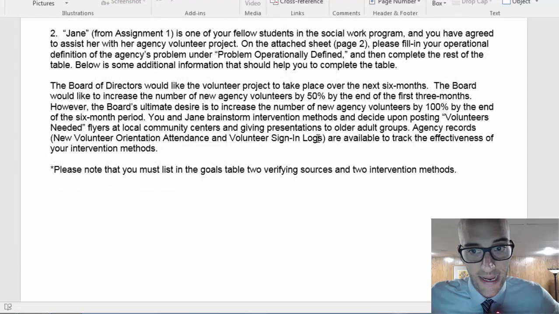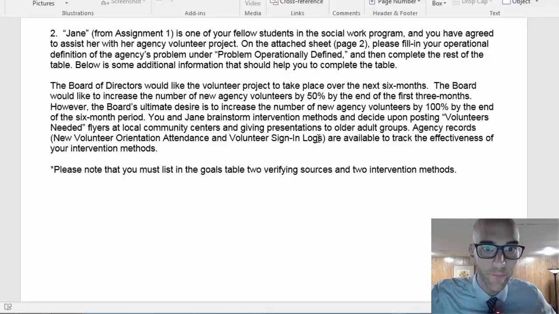And Jane, we're looking at the same thing. Only in the second paragraph here, it kind of writes out what you would want to put in your goals table. So it even has our intermediate goals of increasing new volunteers by 50% by the end of 3 months, increasing agency volunteers by the end of 6 months. So this already has half your goals table written out for you, and I'll show you what that means below.